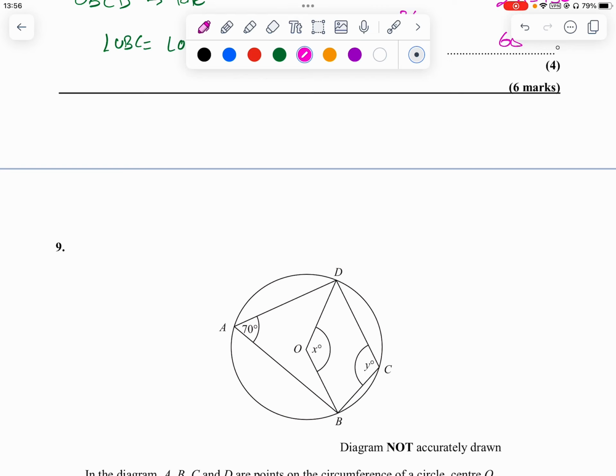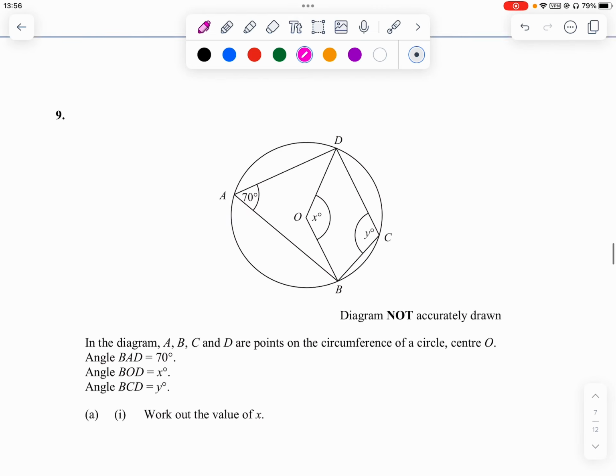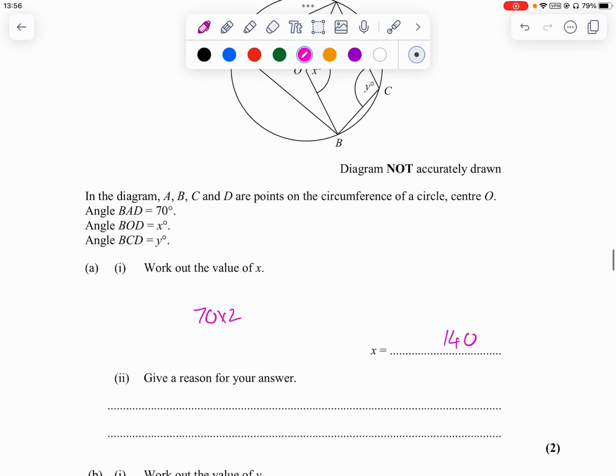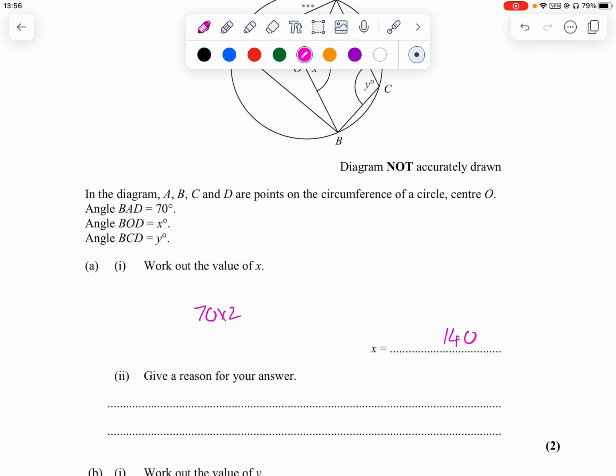Coming to question number 9. He's asking, work out the value of x. x will be equal to 70 times 2, 140, because angle at the center is twice the angle at the circumference. Next, give your reason. The reason is angle at the center is twice the angle at the circumference.